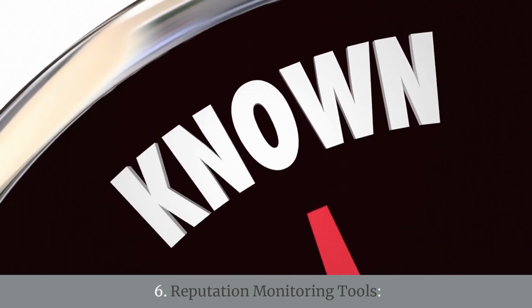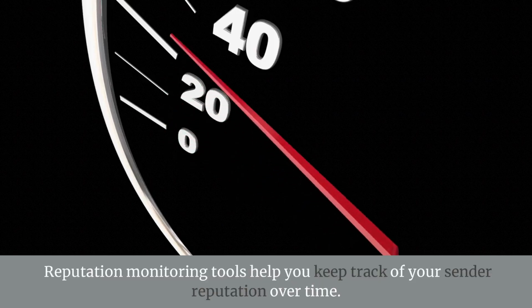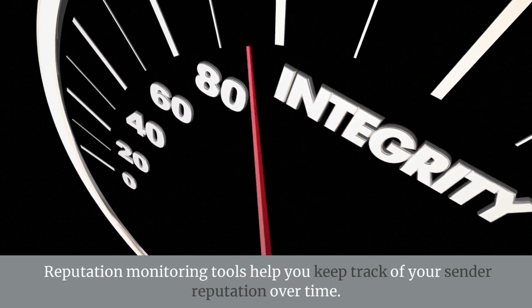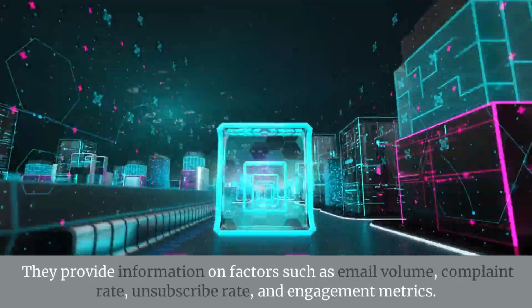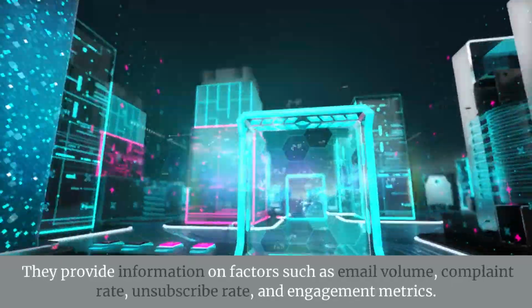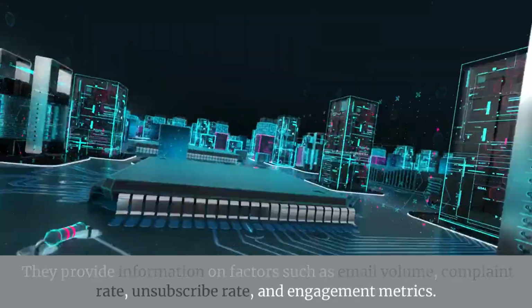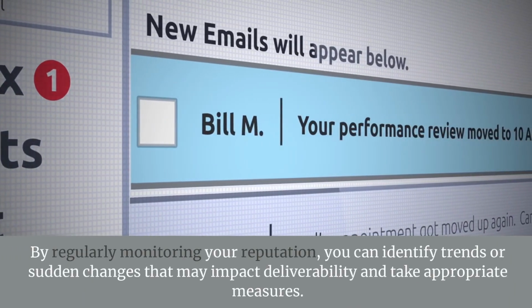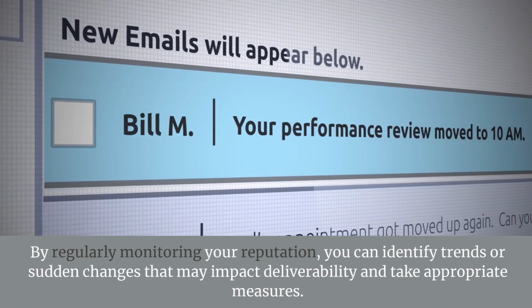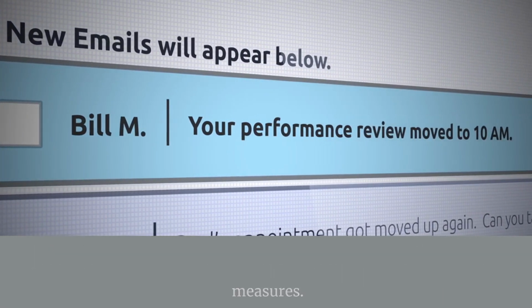6. Reputation Monitoring Tools. Reputation monitoring tools help you keep track of your sender reputation over time. They provide information on factors such as email volume, complaint rate, unsubscribe rate, and engagement metrics. By regularly monitoring your reputation, you can identify trends or sudden changes that may impact deliverability and take appropriate measures.